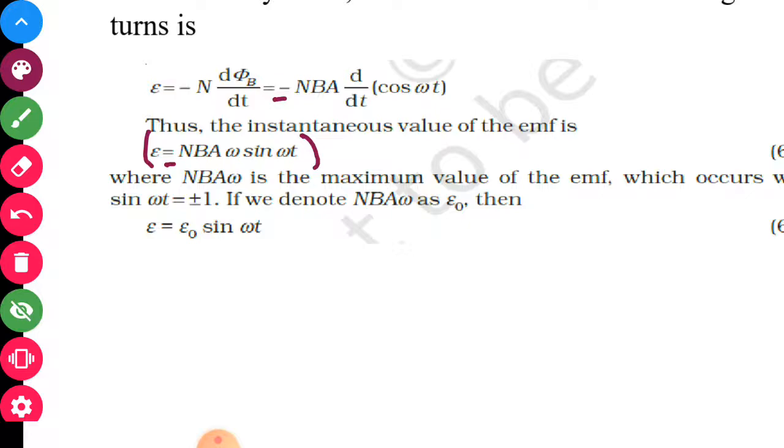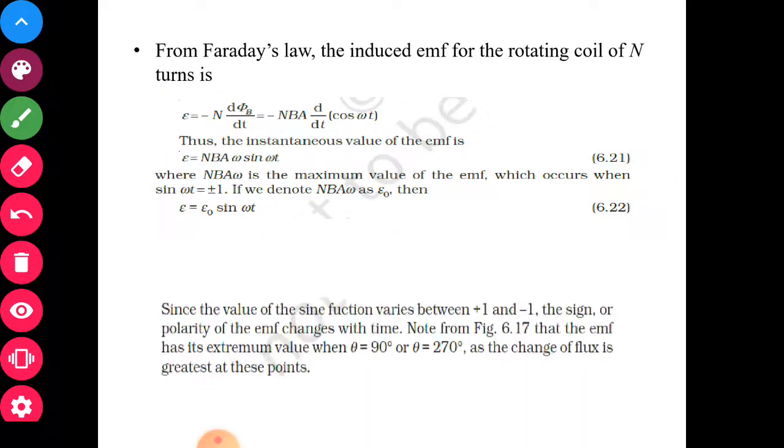NBA omega is the maximum value of EMF. You can understand, if you take sin omega t as plus or minus 1, then this NBA omega is maximum, and that is denoted by E0. So our equation will become epsilon, or E, is equal to E0 sin omega t.